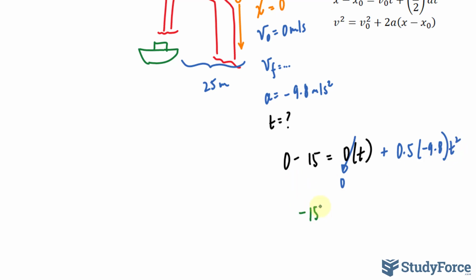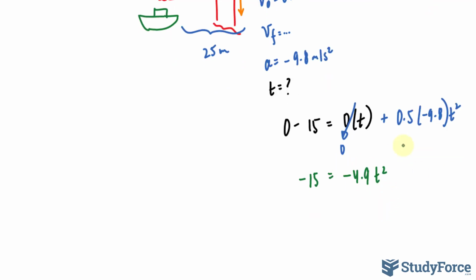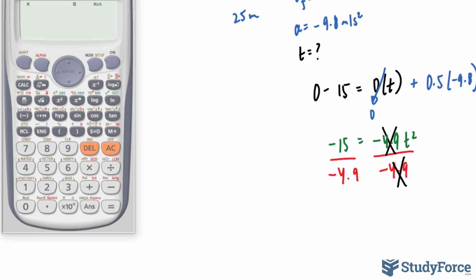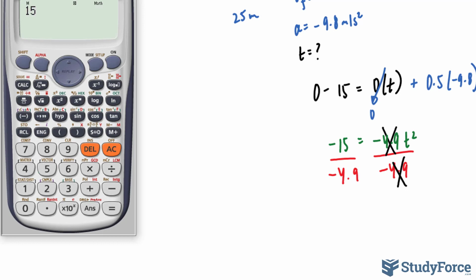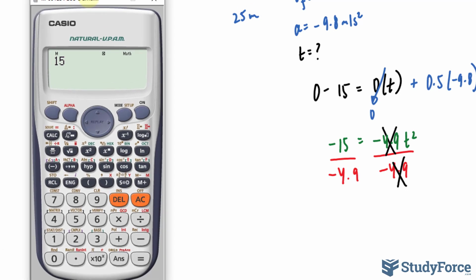We take negative 15 on the left side, just leave it there. And to simplify this side, we have negative 4.9 t squared. Essentially 0.5 times negative 9.8 is negative 4.9. If we divide both sides by negative 4.9, this and that will cancel out. So using our calculator, we have 15. And remember, they're both negative, so don't worry about the negatives. Divided by 4.9 gives us this value.